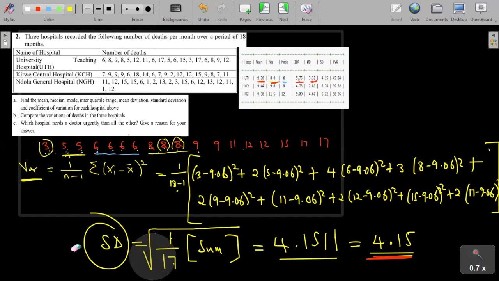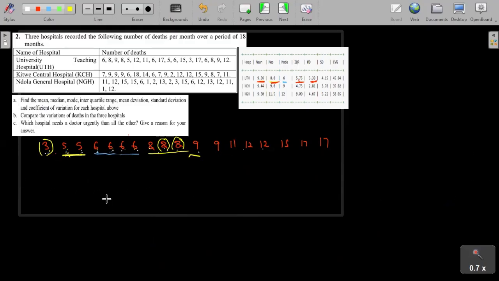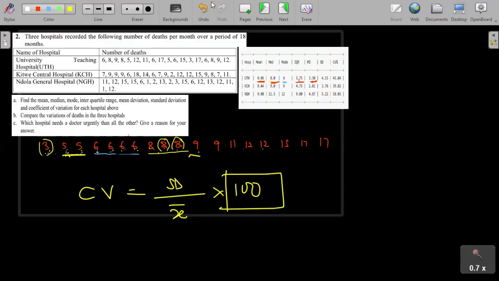Now since we have the standard deviation, and we also have the mean, we can find the coefficient of variation. The coefficient of variation is equal to the standard deviation divided by the mean, then you multiply by 100. In some textbooks, they don't multiply by 100, because it is the same thing. It's just that one is expressed as a percentage and the other as a decimal, but the meaning is the same. So in some books, you see that they don't put the 100 there. They just say standard deviation divided by the mean. In this case, we will be putting the 100 there.